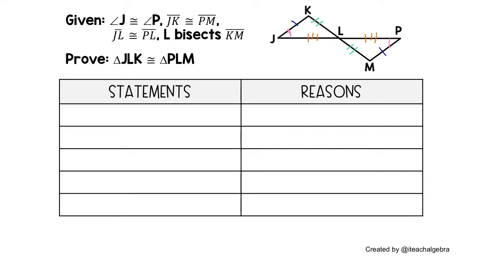Like we did before, we start off with the given statements. Angle J is congruent to angle P. Segment JK is congruent to segment PM. Segment JL is congruent to segment PL. And L bisects segment KM, because given.